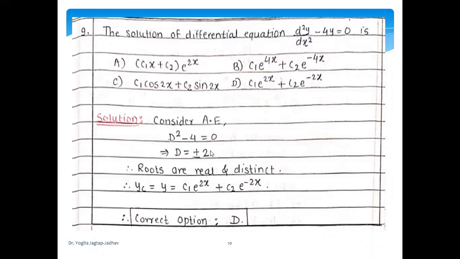Therefore, again, here roots are real and distinct. First root is plus 2 and second root is minus 2. Therefore, again, by using case number 1 for writing complementary function, we have yc is equal to y equal to c1 e raised to 2x plus c2 e raised to minus 2x. Here again, I have kept these roots in the exponent. And as you know, it is a quadratic equation, the total number of arbitrary constants in the given general solution is 2. Therefore, the correct option is D.